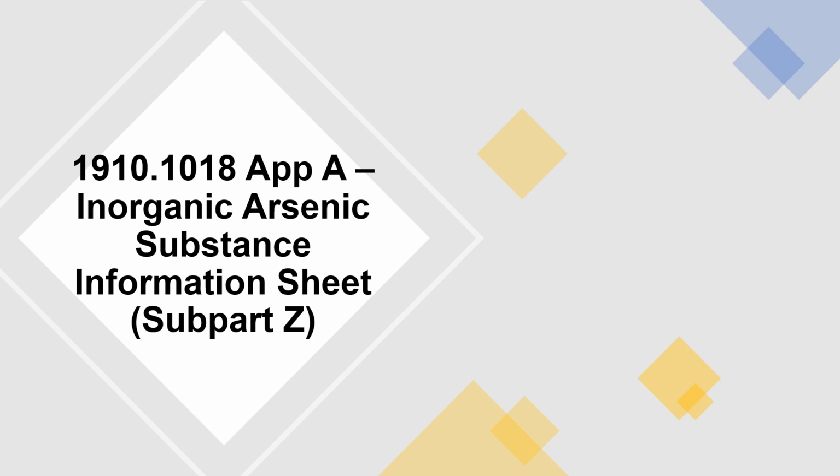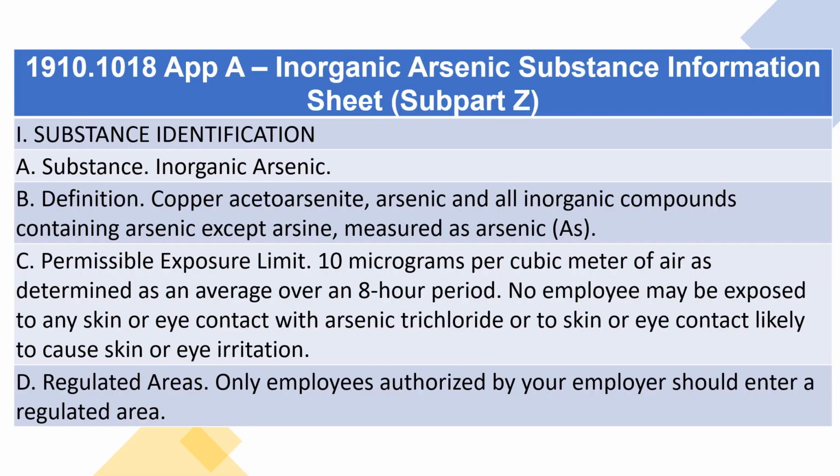1910.1018 Appendix A. Inorganic Arsenic Substance Information Sheet. I. Substance Identification. A. Substance. Inorganic arsenic. B. Definition. Copper acetoarsenite, arsenic, and all inorganic compounds containing arsenic except arsine, measured as arsenic (As). C. Permissible exposure limit. 10 micrograms per cubic meter of air as determined as an average over an 8-hour period.